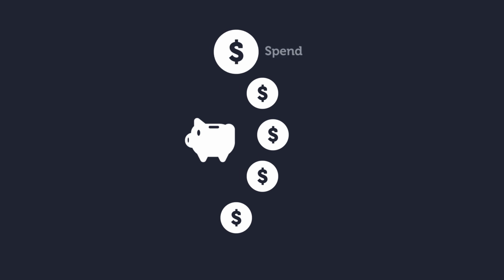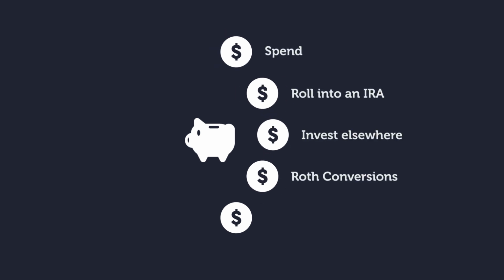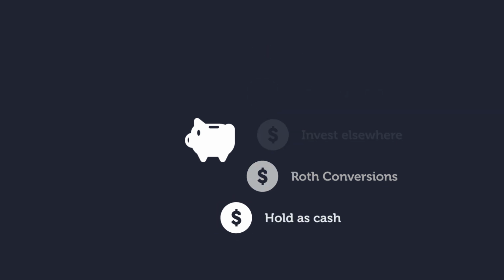The key advantage is flexibility. Every year when a payment is distributed, you can decide what to do with it. You could spend it, roll it into an IRA, invest it elsewhere, use it for Roth conversions, or simply hold it in cash. You maintain flexibility throughout the entire payout period.